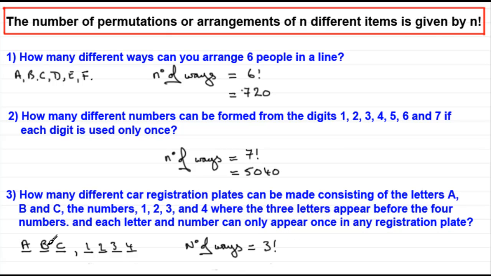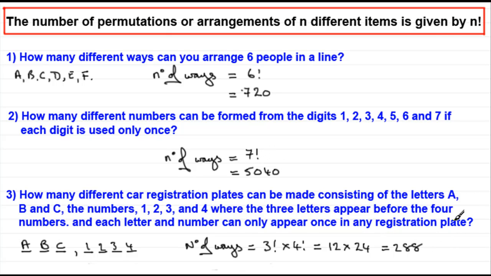But any time that we arrange these letters amongst themselves, we can rearrange these numbers amongst themselves 4 factorial ways. So what we need to do is times by 4 factorial. And 3 factorial, 3 times 2 times 1 gives us 6, and we need to times it with 4 factorial, which comes to 24. 6 times 24 is 144. And notice then that this is not the same as 7 factorial.